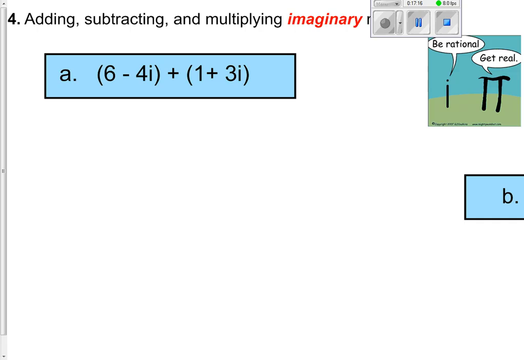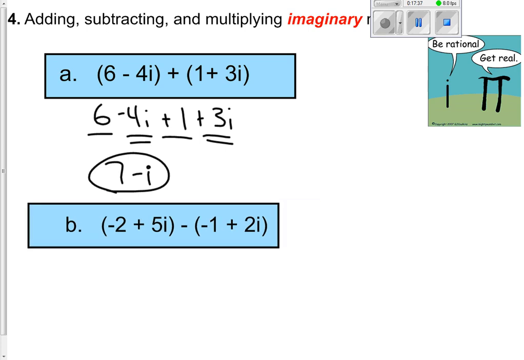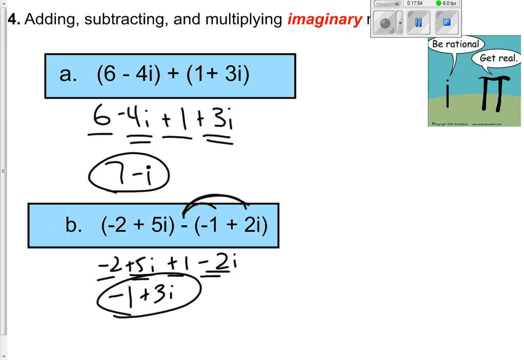Adding, subtracting, and multiplying, the same kind of deal. In this case, i acts like a regular variable. You're not trying to get too clever, too fancy with this. This one's pretty straightforward: 6 and 1, negative 4i plus 3i, 7 minus i. There you go. Same kind of idea here with a minus. Take the negative through: negative 2 plus 5i plus 1 minus 2i. Take that subtraction sign all the way through. So negative 2 plus 1 is negative 1, plus 5i minus 2i is plus 3i. There's my answer.